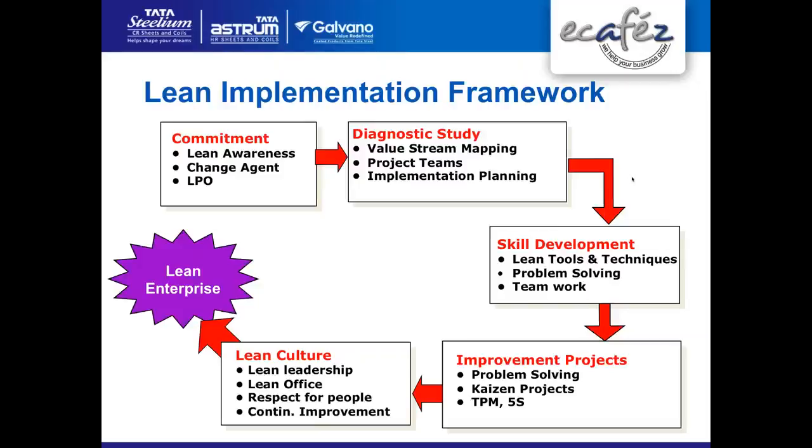How can they do it? By experts, they must be trained on the Lean tools and techniques, how to solve problems, how to work in a team. This training is going to develop knowledge, skill and attitude, which we call competence or ability of the operators of your company. Once they are skilled, they should take up the improvement projects identified in the diagnostic study. Each project is taken as a problem solving project, and project by project improvements are made. Through application of all the tools they have learned, they solve the problem and improve the process performance.